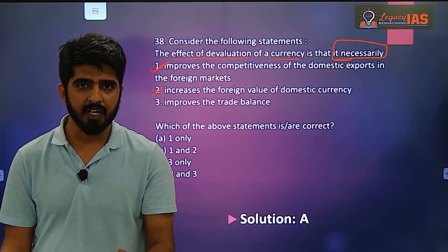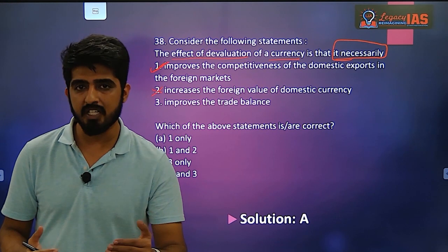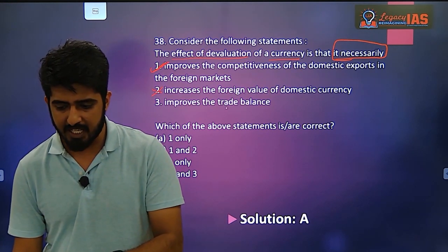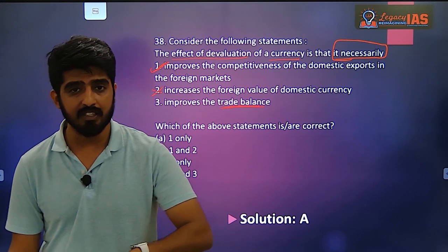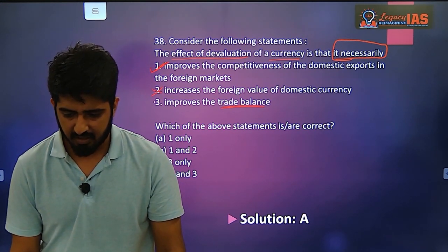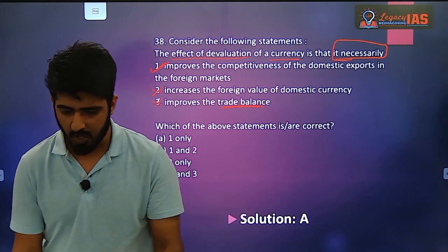This one, it might improve the trade balance with one country, may not improve it against other countries. So trade balance is more about how you deal with countries individually, right? So 3 cannot be the answer. Why? Because it may or may not. So the solution is A.